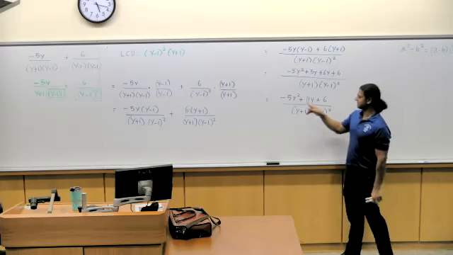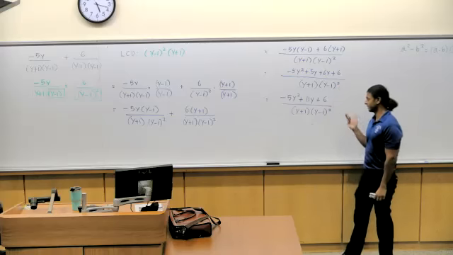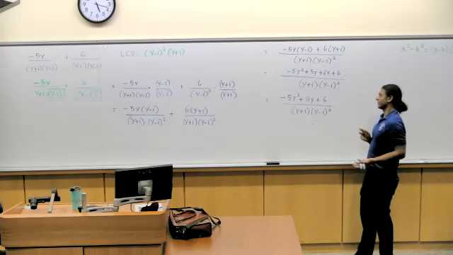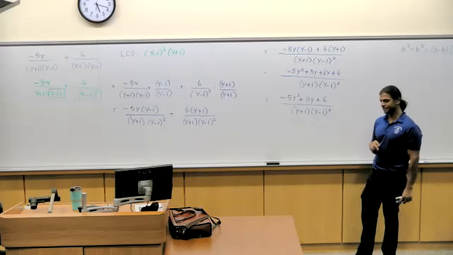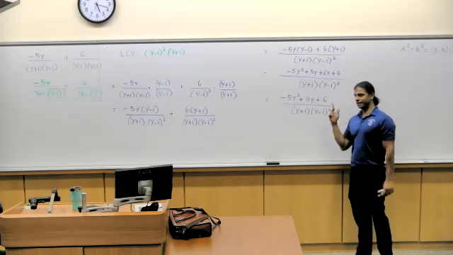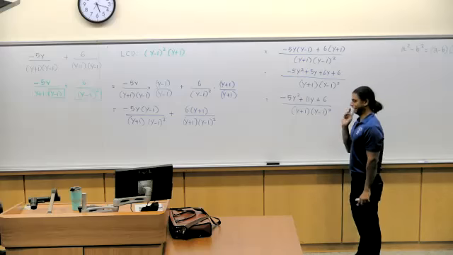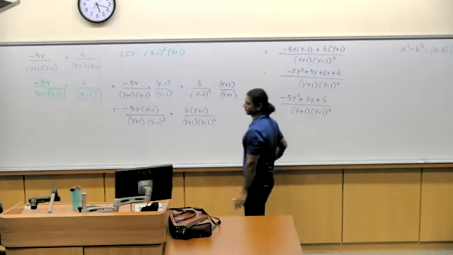Right? 6 times negative 5 is negative 30. Got to come up with two numbers so that when you multiply, you get negative 30. When you add, you get positive 11. That's not going to happen.